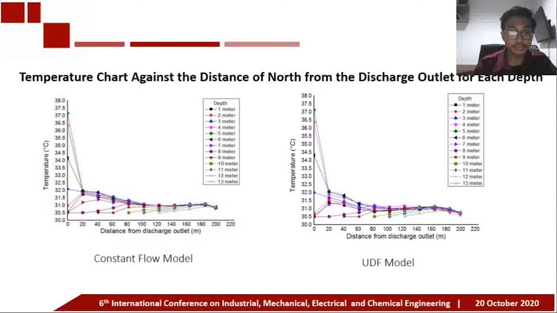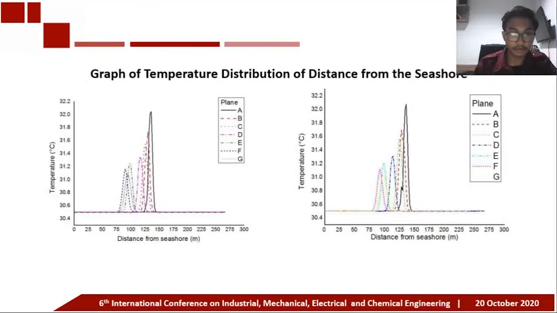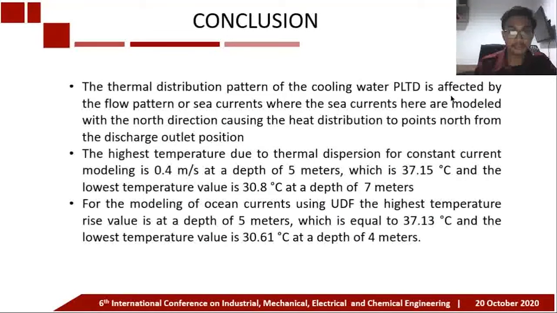The temperature distribution value of the UDF current model has a better result compared to the constant current model. This is because the UDF modeling of the ocean current is closer to the actual condition, where the seawater velocity will be smaller with increasing depth. There is a figure that shows a graph of temperature distribution against the distance from the seashore. And the next is the conclusion.